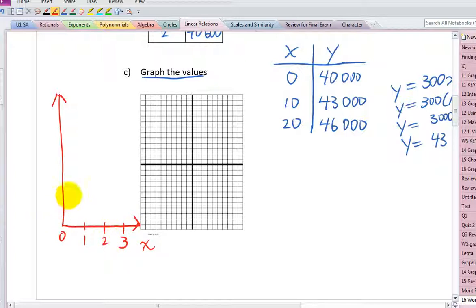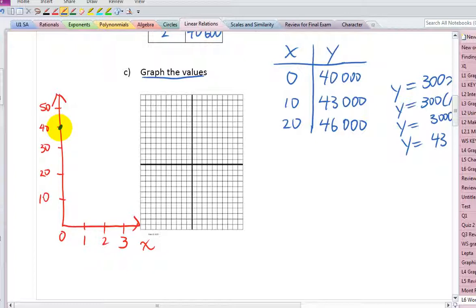Let's go here, 10,000, 20,000, 30,000, 40,000, $50,000. So if he sells 0, he's going to make $40,000.